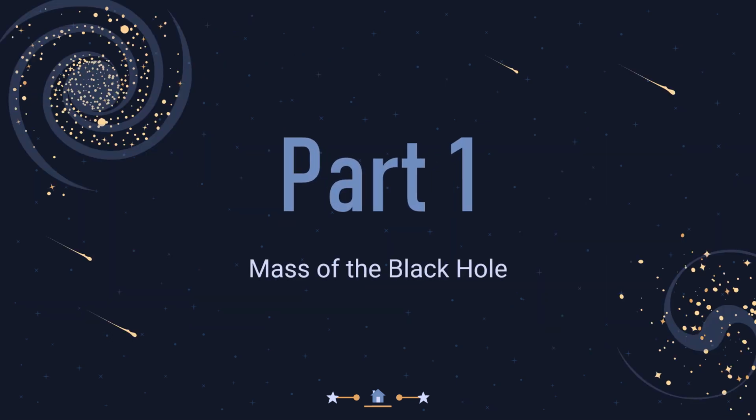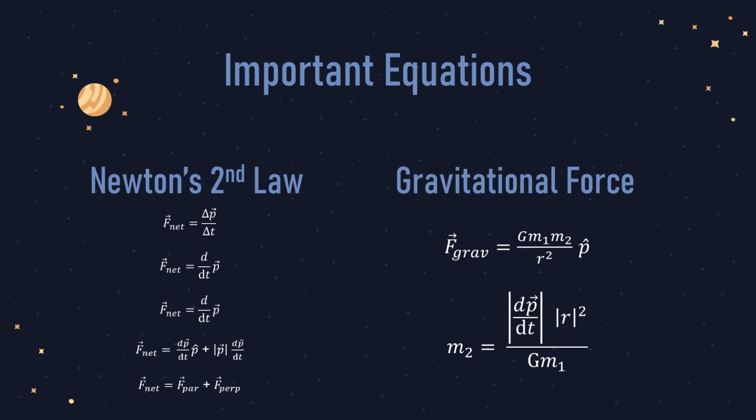So let's get started with part 1, the black hole. Things to consider here. Newton's second law, which states that the net force on a system is equal to the change in momentum over the change in time. Since the change in time is very small, we choose to consider the derivative of the momentum. If we expand this equation, we can find the parallel and perpendicular forces of momentum. And then in this case, the star is the system and the black hole is the surroundings.